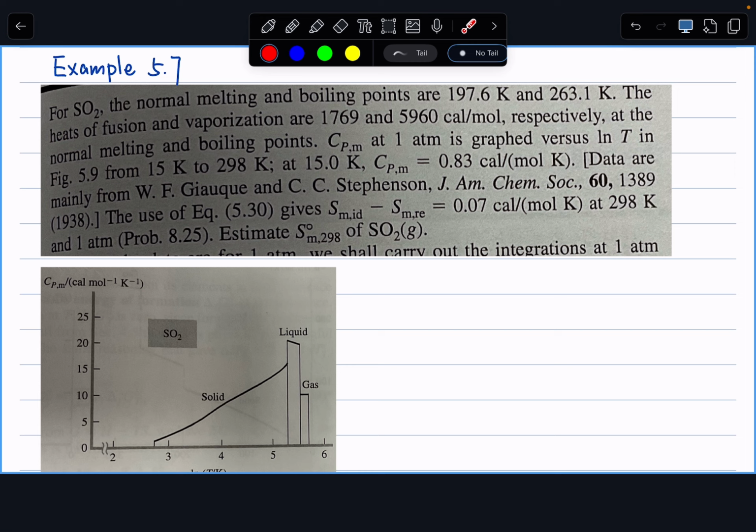We'll also give you a graph of the CPM at 1 ATM. Wait, 1 ATM is actually normal, okay. Normal and standard are also different, but this one is normal, which is the 1 ATM. So we're telling you that the CPM at 1 ATM is graphed versus the natural log of temperature in the figure here, from 15 to 298 Kelvin. Again, remember, we don't do that experiment below 15 Kelvin.